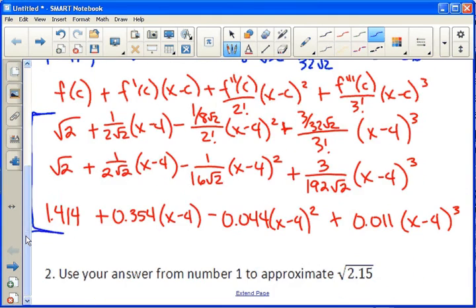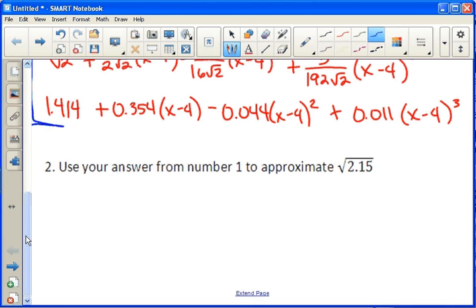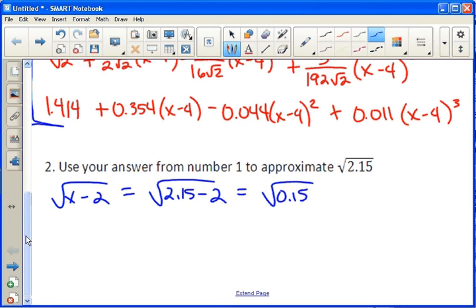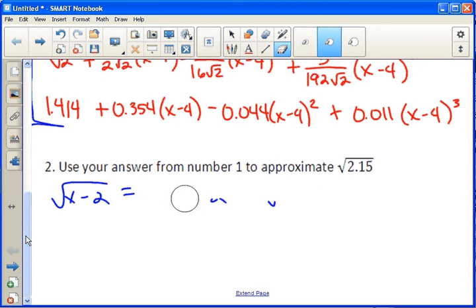If we have the square root of x minus 2, and I plug in, let me try that again, the square root of x minus 2. If I plug in 2.15 for x, then what I'm actually finding is the square root of 0.15. That's not what they asked for. So that's not what we want to do. We need to figure out what x value would make this the square root of 2.15.